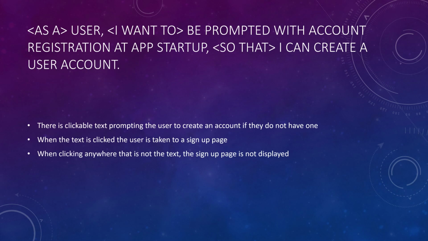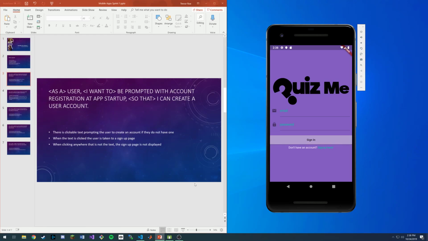As a user, I want to be prompted with the account registration at app startup so that I can create a user account. There's a clickable text prompting the user to create an account if they do not have one. When the text is clicked, the user is taken to a sign up page. And when clicking anywhere that is not the text, the sign up page is not displayed.